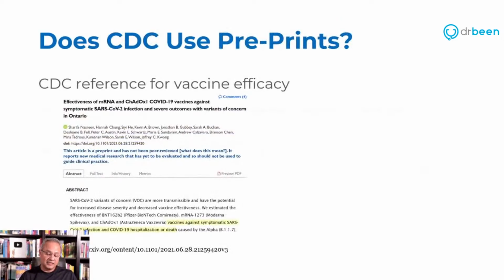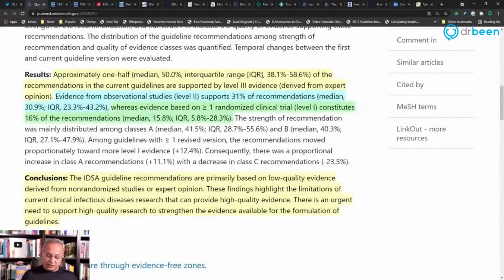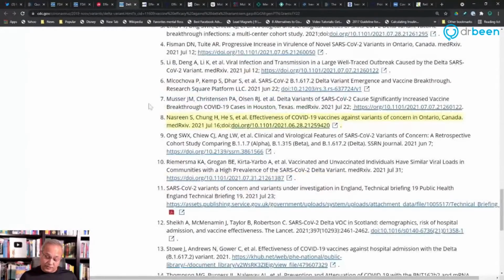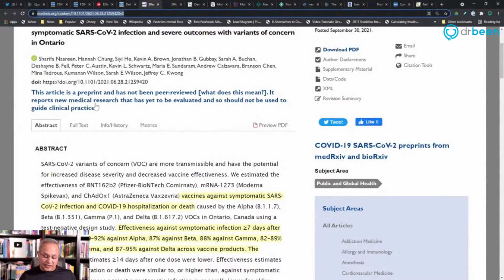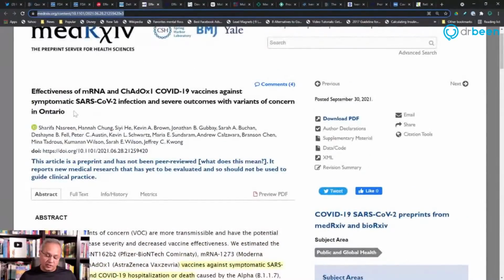Okay, does CDC use preprints? So I just showed you, this is a preprint. And this is a great preprint. So look, this is the CDC site, Nasreen S, and then Chung H, and here is the study. This article is a preprint, and what are they talking about? Effectiveness of messenger RNA and Oxford vaccine against symptomatic SARS-CoV-2.